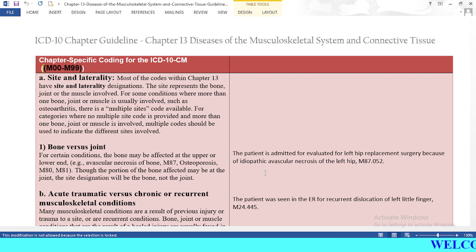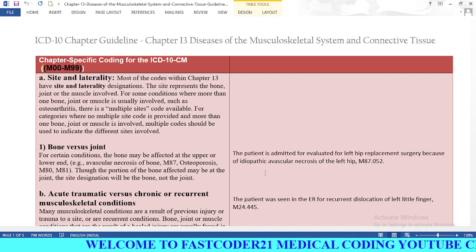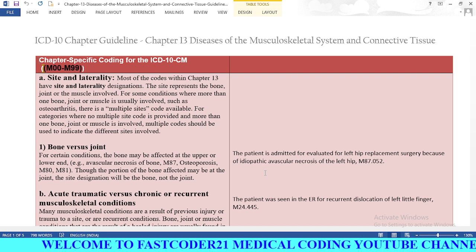The site represents the bone, joint or muscle involved. For bone, for example, if you take any bone, we have the upper end, lower end, shaft. So we need to find the site of the bone where the fracture or injury occurred.